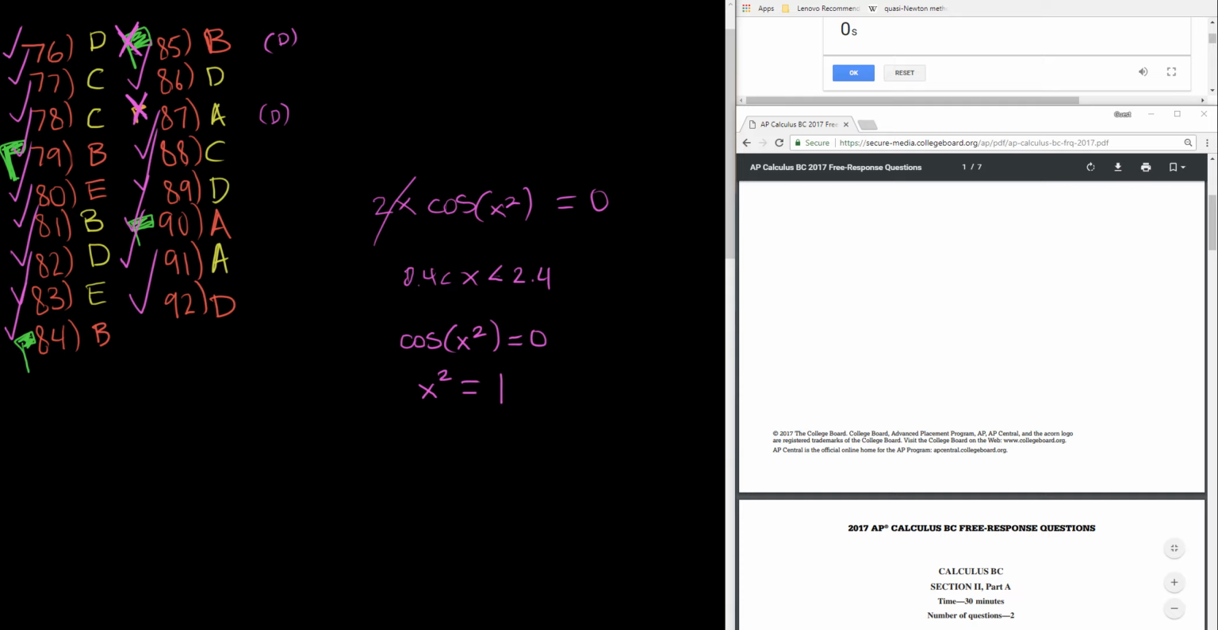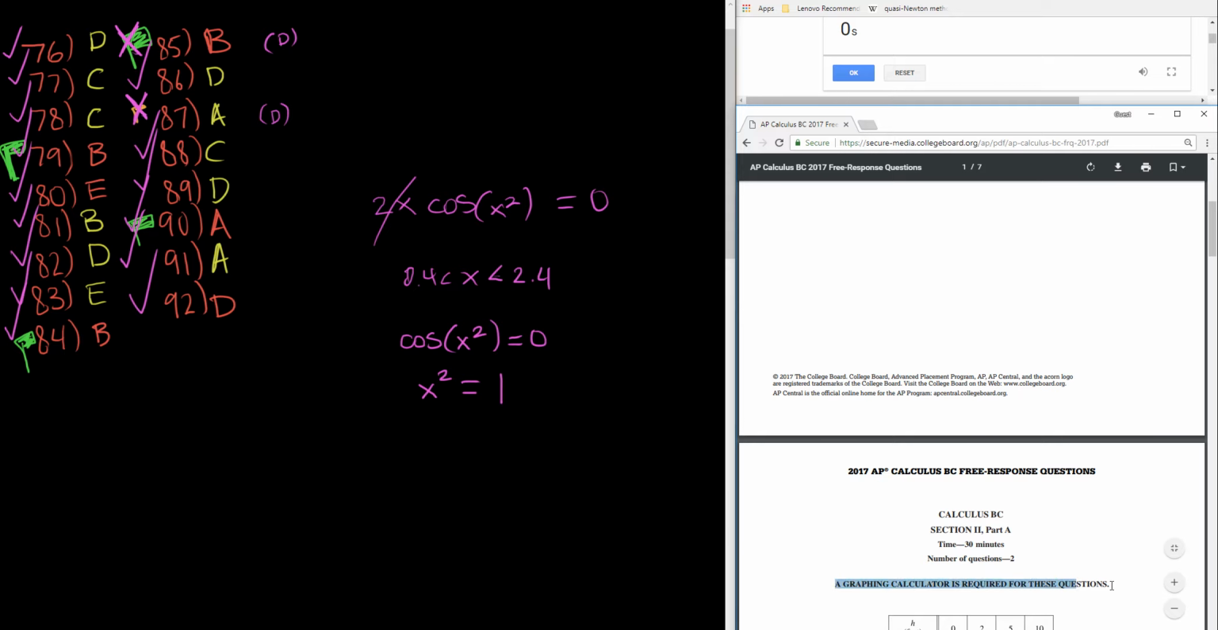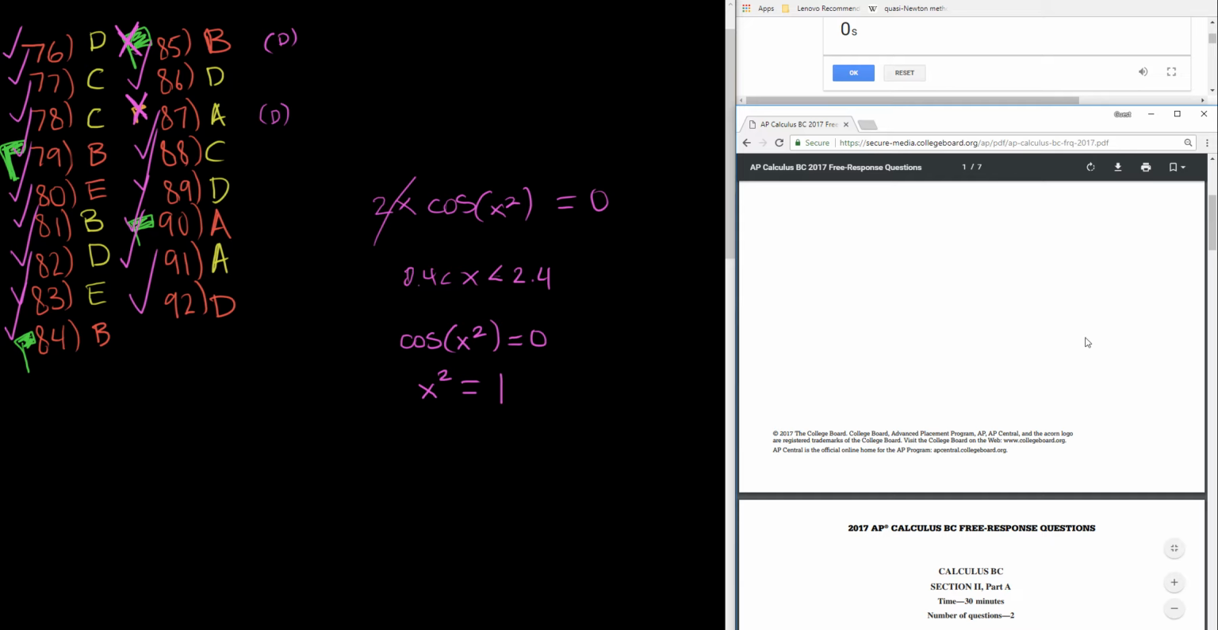Anyway, so let's just look at the very bottom here. We have section 2, part A, 30 minutes of time, 2 questions. Calculator is required, as we can see here. Graphing calculator is required for these questions. So I'm going to get my calculator out of its case, set ourselves a timer for 30 minutes up here in my other window, and at the same time get rid of some layers on my drawing program. Alright, so now let's get rid of this and make a new thing.